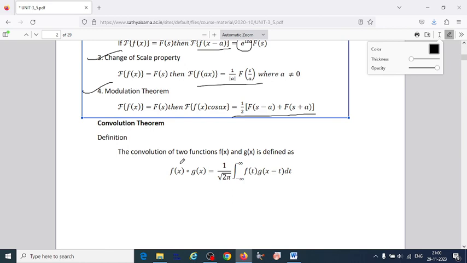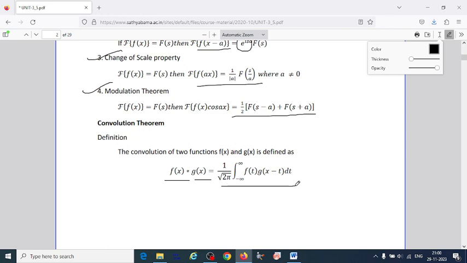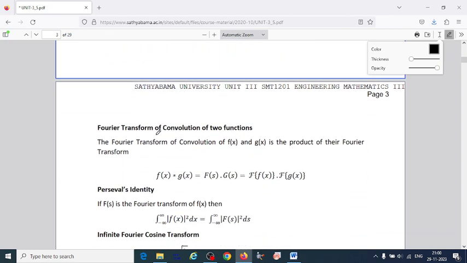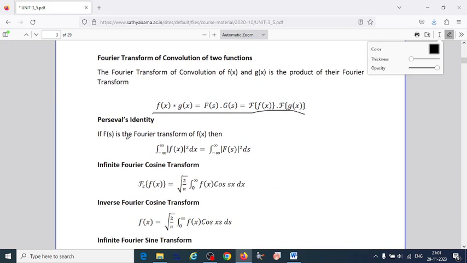Convolution theorem, as we have the convolution of two functions like f of x and g of x. We can write the formula for the Fourier transform. Then the Fourier transform of the convolution of two functions, we can represent in this way. Parseval's identity is given by this equation.